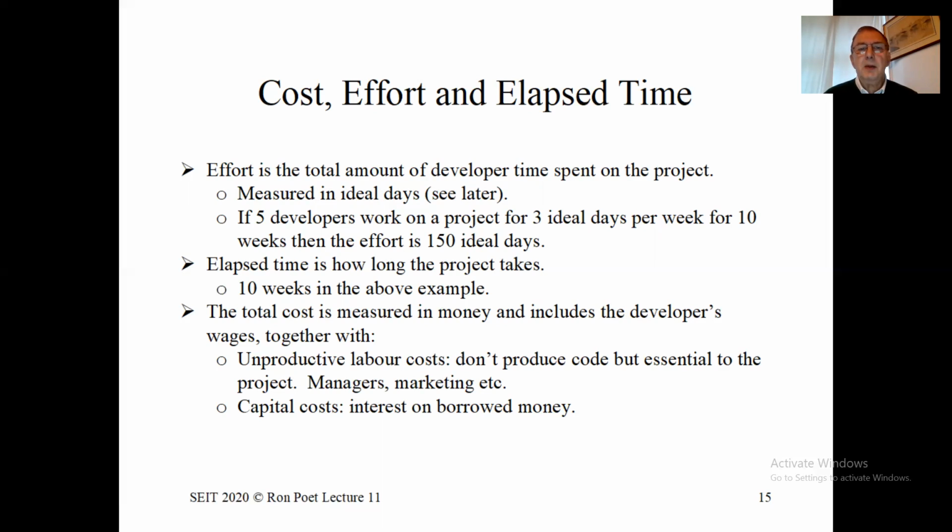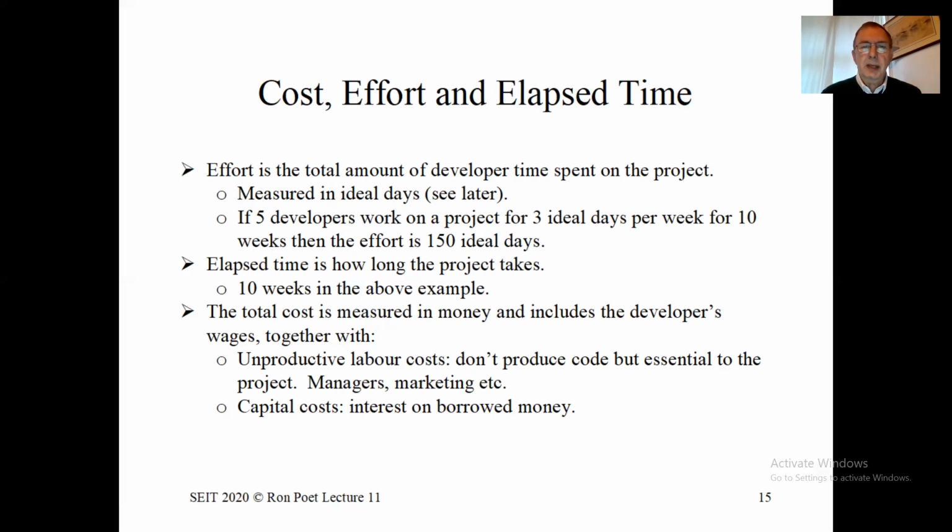Elapsed time is how long the project takes. So 10 weeks in the above example. So if we had more developers, the effort is exactly the same, then we'll get it finished in a shorter amount of time. But there's a limit to how far we can take that. So again, I'll talk about that later. So effort is the total amount of programming time. Elapsed time is time from start to finish.